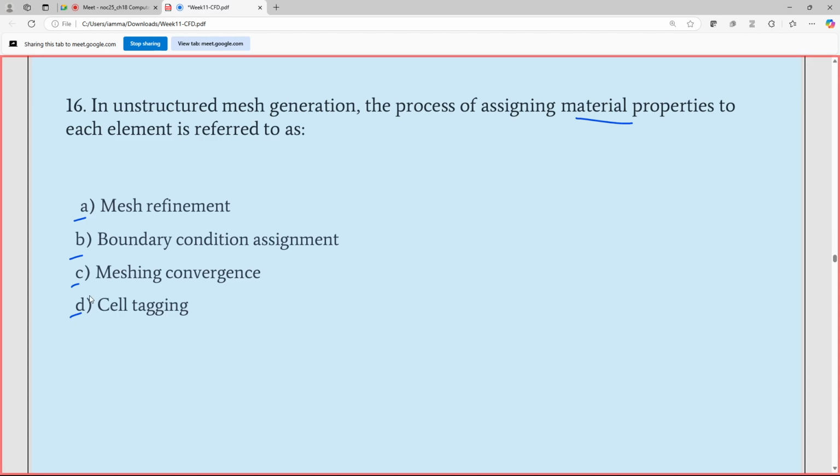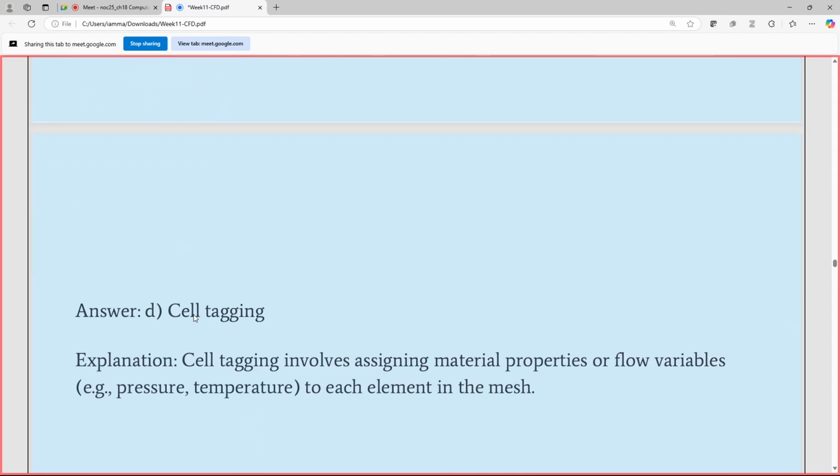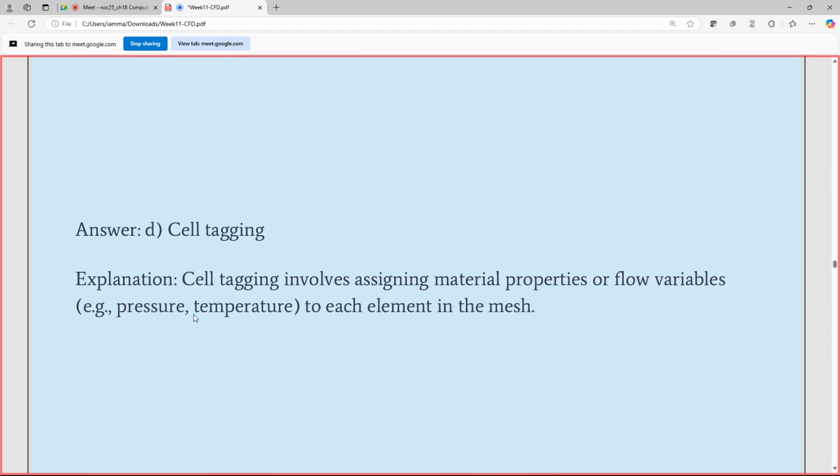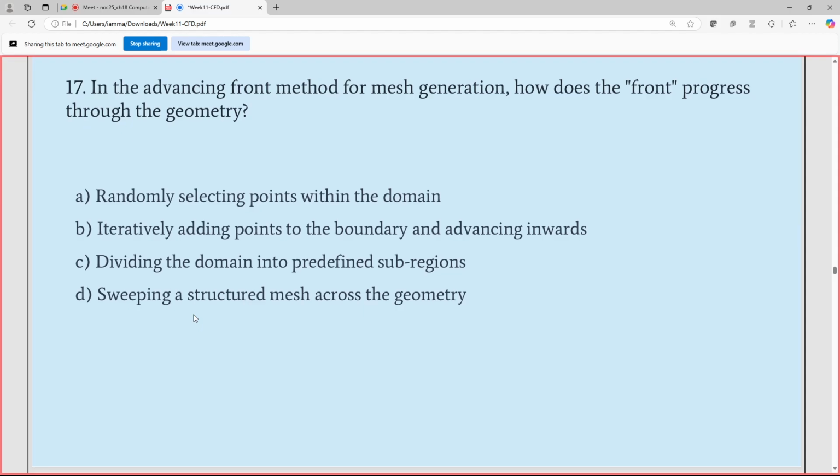Our answer is option D, that is cell tag. Like putting a tag to any of our merchandise or goods, assigning metal properties to cells is referred to as cell tagging. Option D is our answer. Moving on to the next question.